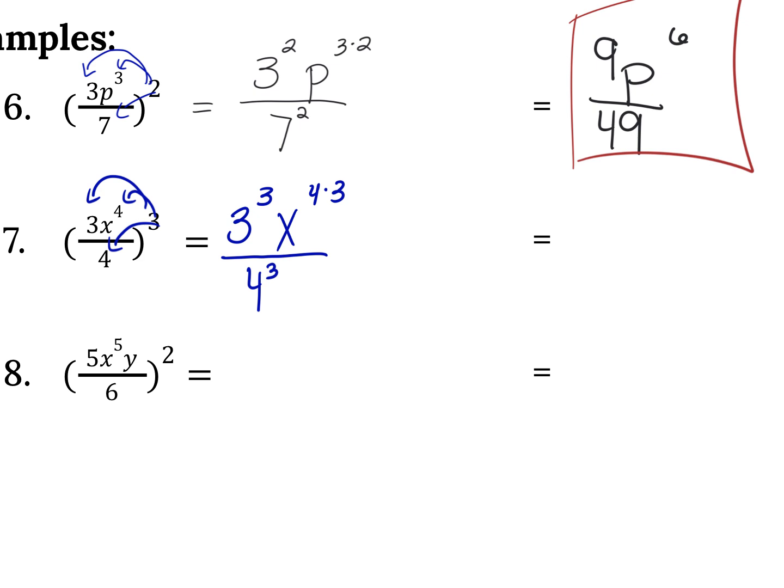All right, 3 to the 3rd. If you don't know, put it in your calculator. 3 times 3 times 3, or again, 3 to the 3rd. So putting that in, double checking. Do you guys get 27? Okay. For my x's, I get 12. Ooh, what do we get for 4 to the 3rd? 64. All right, 27 over 64.